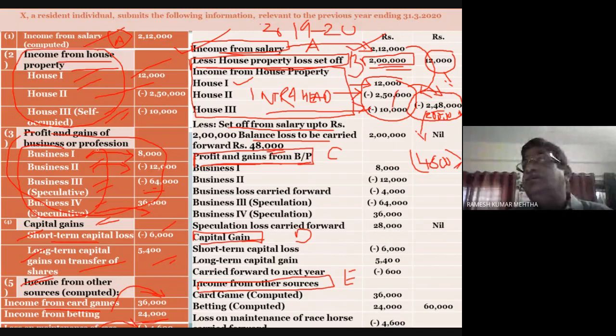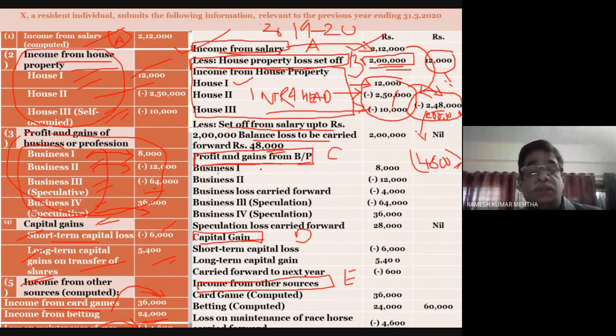Again I am repeating, speculative business loss can be set off against speculative business profits only under intra-head. And non-speculative business loss can be set off against non-speculative as well as speculative profits under intra-head. Hope you have understood this point. So let's talk about business one, business two, business three, business four, and how to do the numerical problem.